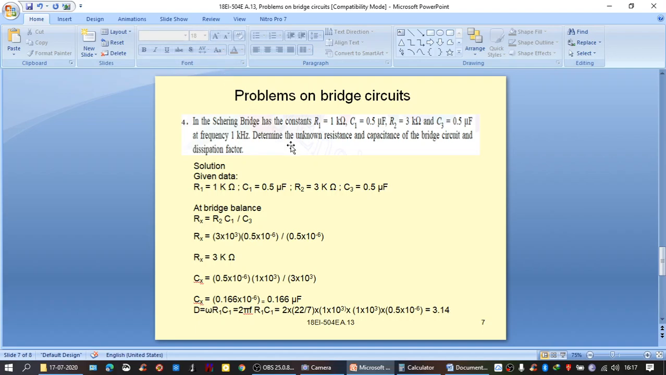So these are few example problems. Then next we will go to the next topic, that is digital voltmeters, after a small break.